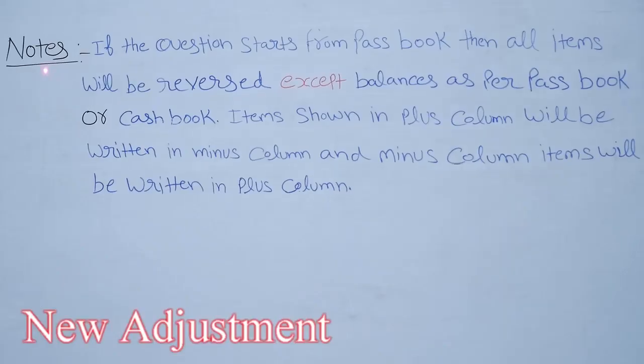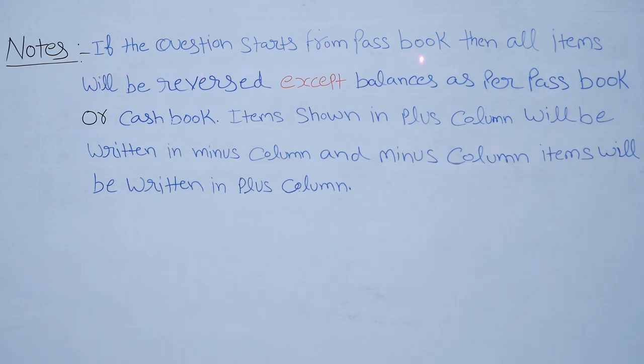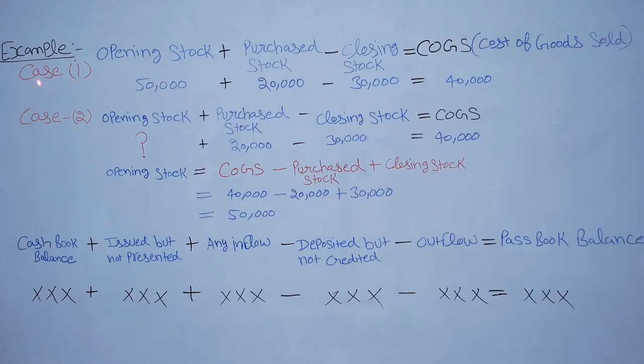Let's start. First of all, read these notes. If the question starts from passbook, then all items will be reversed except balance as per passbook or cash book. Items shown in the plus column will be written in the minus column and minus column items will be written in the plus column. Let's understand through example.